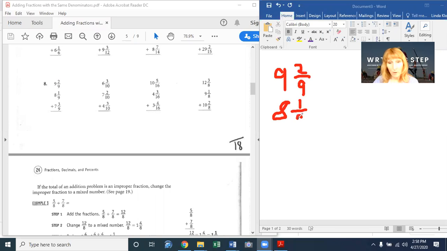And by the way, my mouse is my right hand here, and I'm actually a lefty, so I'm actually doing pretty good with writing with my right hand here. 7 and 3/9. I'm getting better and better at right-handed writing here.